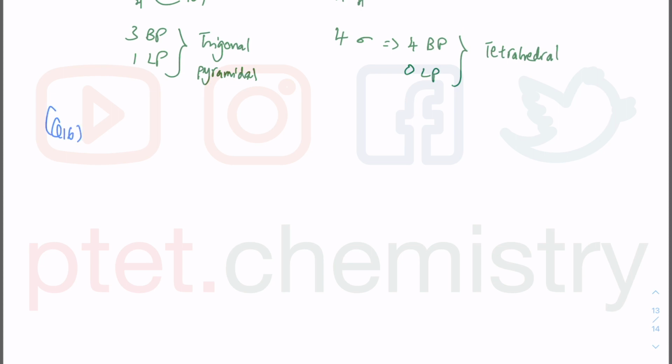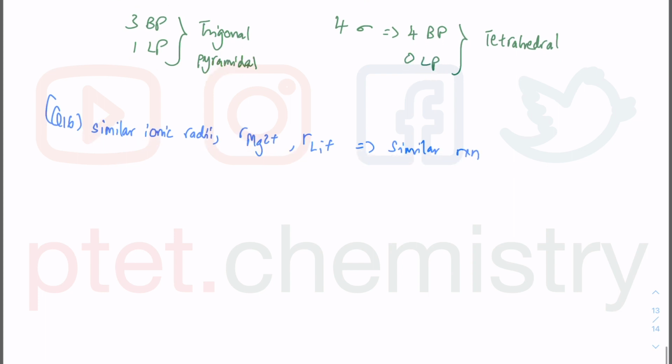What do they want? They're talking about similar ionic radii. So similar ionic radii. This is between Mg2+ as well as Li+. Therefore, the corresponding compounds, their chemistry is similar. So similar reactions, similar chemical reactivity. So what can I say? Lithium burns very slowly in oxygen.